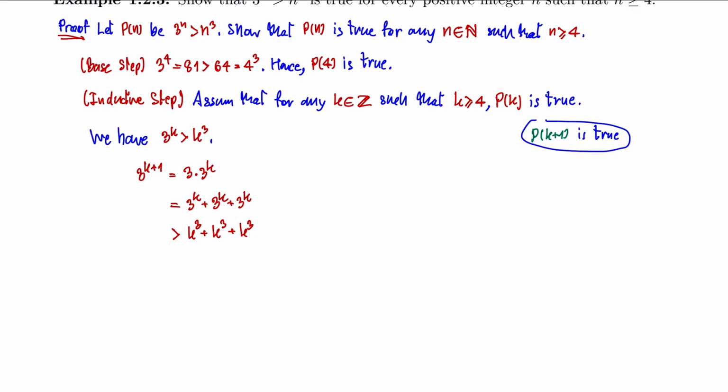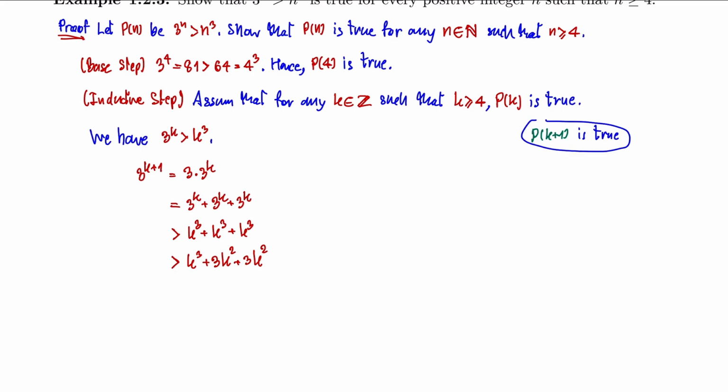Then, what next? Here's what we have. It's going to be greater than k cubed plus 3 times k squared plus 3 times k squared. Alright? Okay? That's what we have. Why?